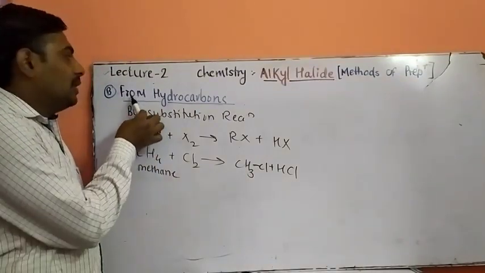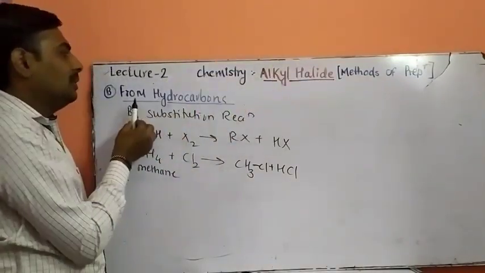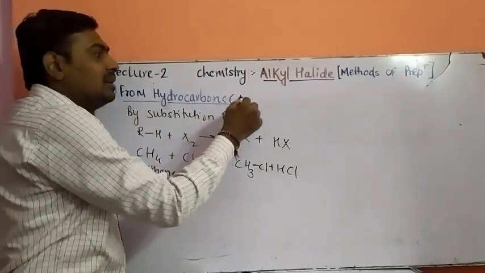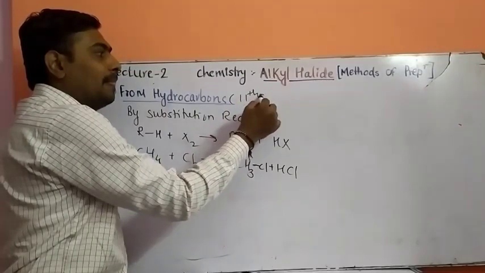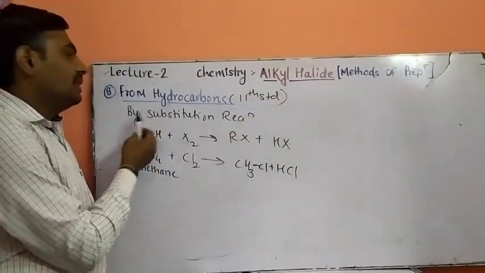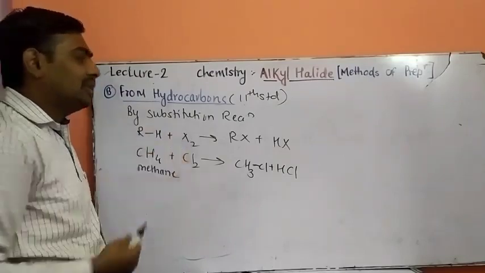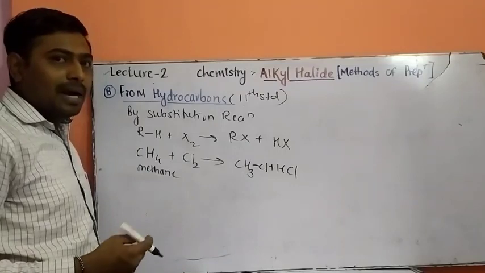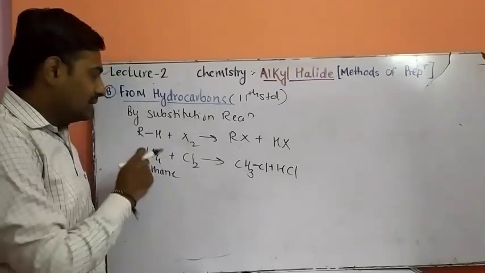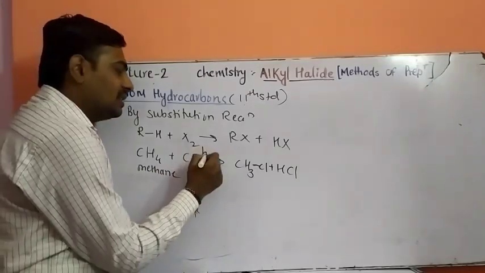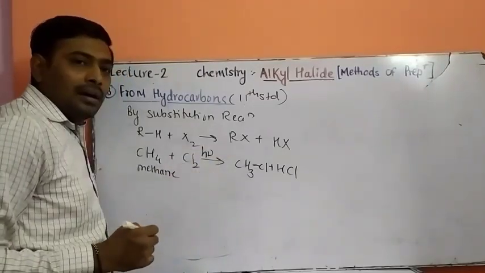Next, methods of preparation of alkyl halide from hydrocarbons, which we already discussed in standard 11 in the chapter of hydrocarbons. In the substitution reactions, when alkane is reacted with halogens, it gives alkyl halide and hydrogen halide byproduct by a radical formation reaction. See, when methane is reacted with chlorine, it gives methyl chloride.